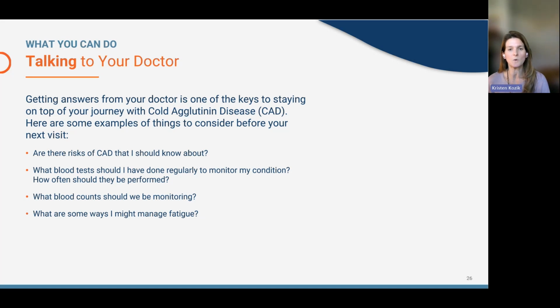It is really critical to pay close attention to how you're feeling and to be in regular contact with your doctor. Here are a few sample questions that might be helpful to ask your doctor at your next visit. Are there risks of cold agglutinin disease that I should know about? What blood tests should I have done regularly to monitor my condition? How often should I get those blood tests? What blood counts should we be monitoring? What are some ways I might manage my fatigue?